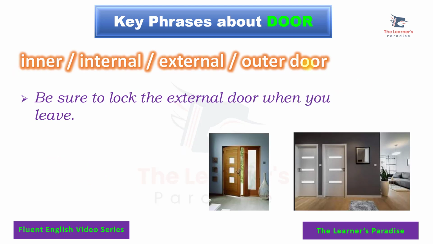Next we have inner door, internal door, external door, or outer door. Inner door is inside your house, right? The doors that are inside your house, doors of different rooms, right? So they are all inside. So you call them inner doors or internal doors. And any door that leads to outside of a building, right, like this. So this is external door or outer door. Example sentence: be sure to lock the external door when you leave.